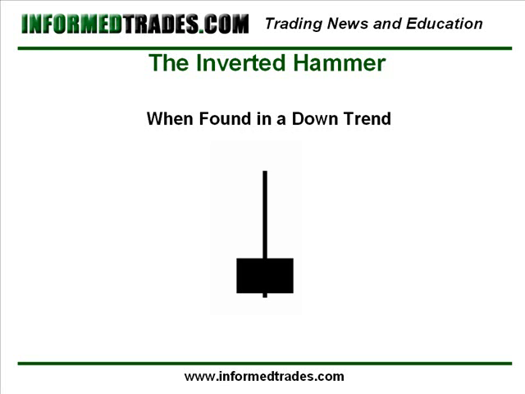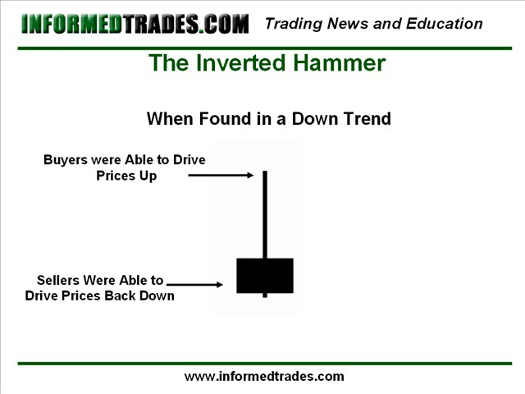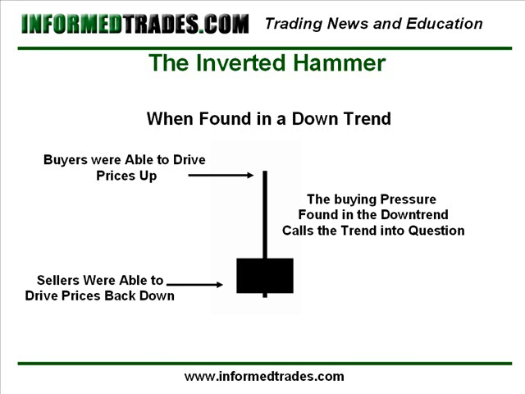What the pattern is basically telling us is that although sellers ended up being able to drive the prices back down, at some point during the trading period, buyers were able to drive prices up. And the buying pressure during the trading period that this candle represents is of concern when looking at it in a downtrend. The fact that there was so much buying pressure that drove up and made that top wick, even though sellers were able to push it back down, is a sort of warning sign that a potential reversal in the trend may be coming.